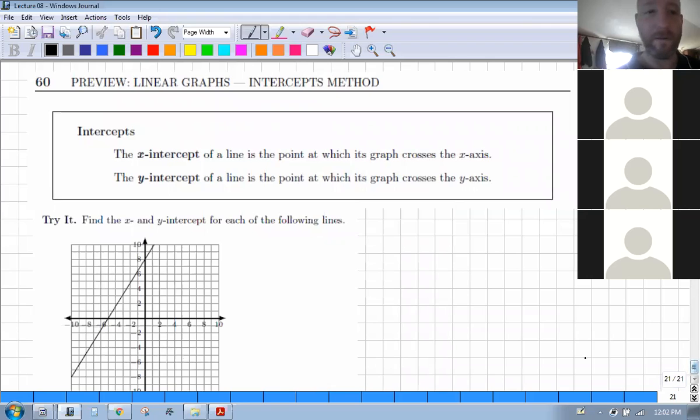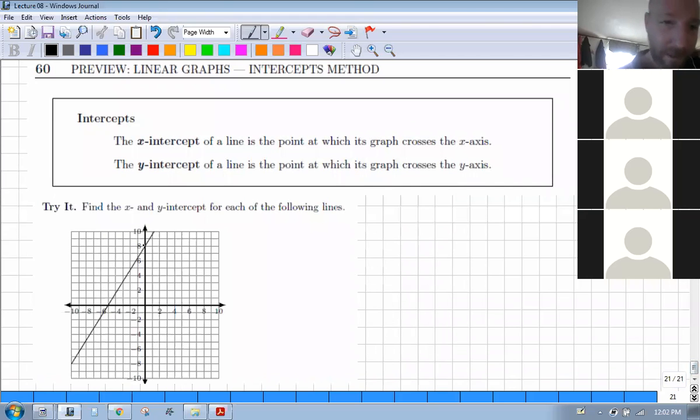Okay, so find the x and y intercepts. Well, here's one. This is 0, 8. That's our y intercept. This dude right here, this is a negative 5, 0. That is our x intercept.